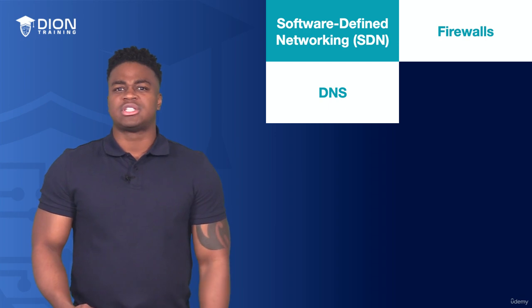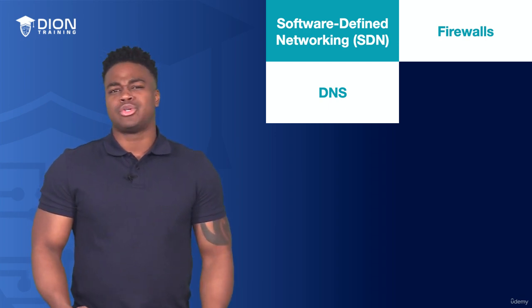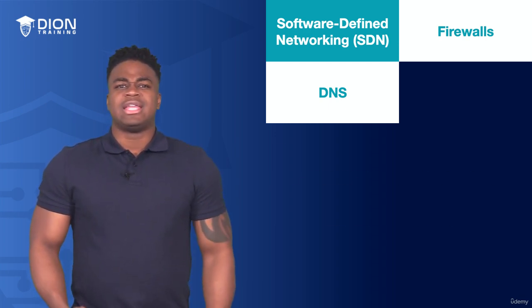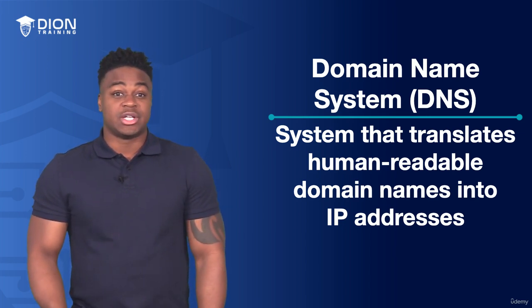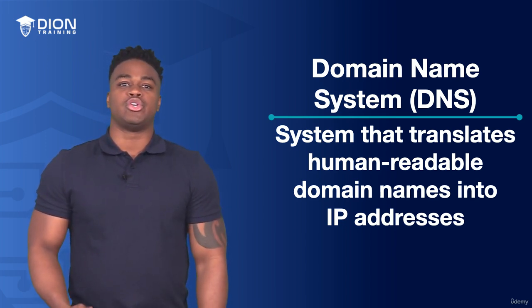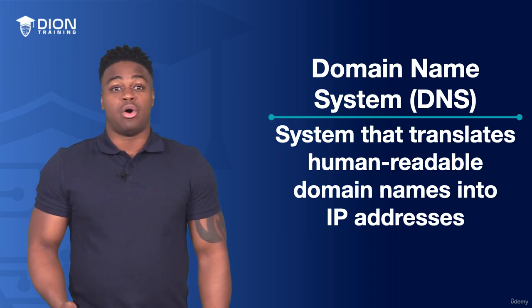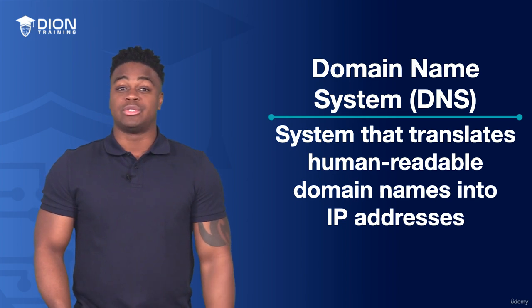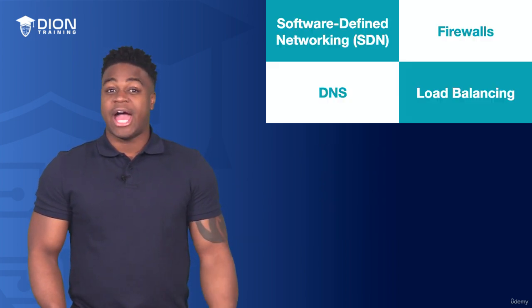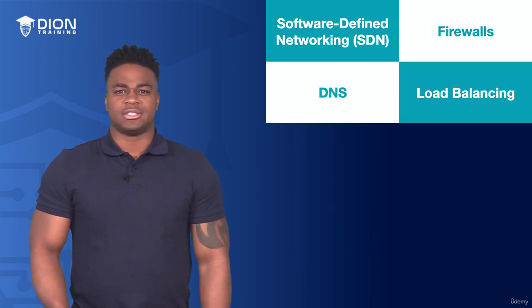Then, we will discuss domain name systems, also known as DNS. DNS is the system that translates human-readable domain names such as DionTraining.com into IP addresses which are used by computers to identify each other on the internet. DNS acts like a phone book for the internet, making it possible for users to find websites and other resources using domain names. After that, we'll discuss load balancing.